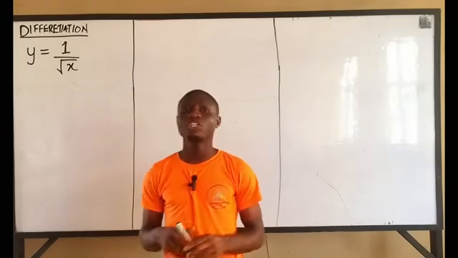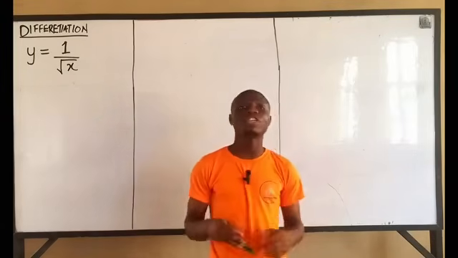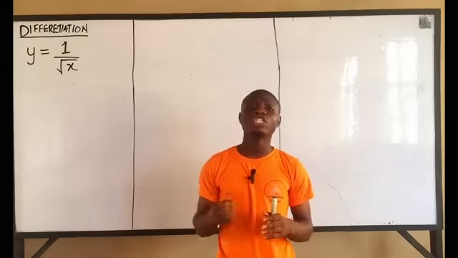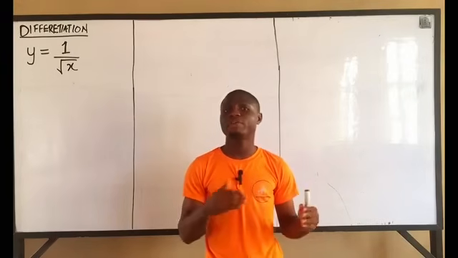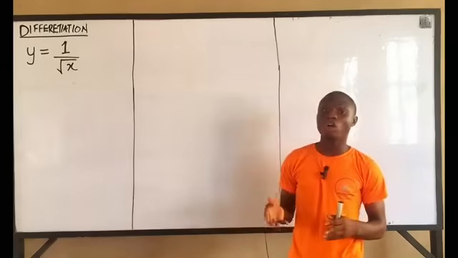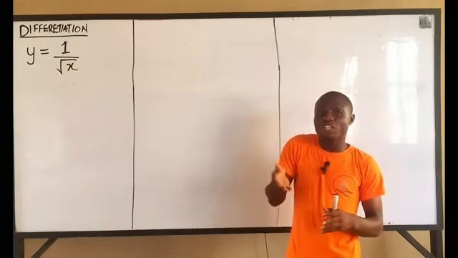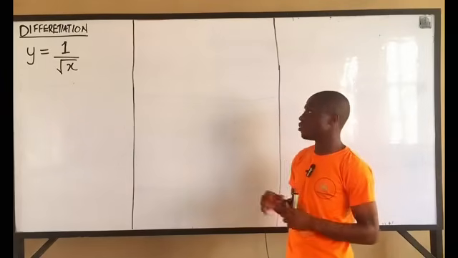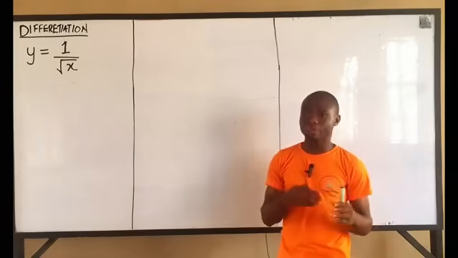For today, we'll be discussing or perhaps solving a typical problem under differentiation using the concept of first principle method. The question says find dy over dx, or changing y over changing x, for this expression here. So how do you solve this? Using the concept of first principle.